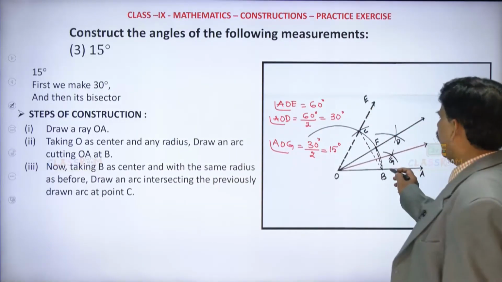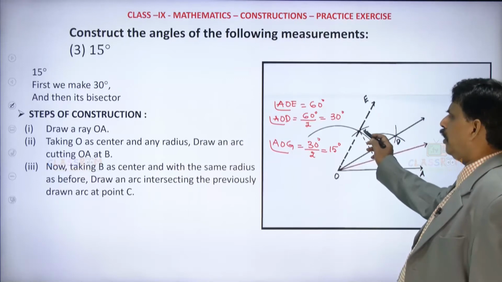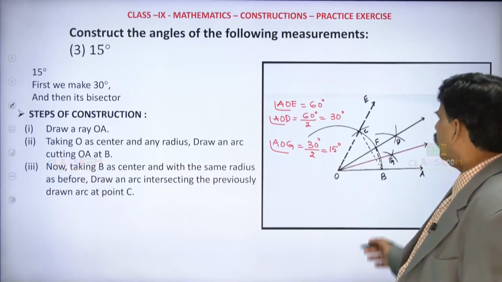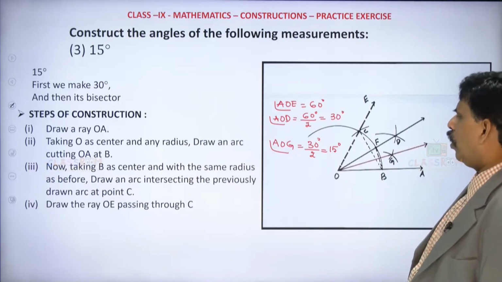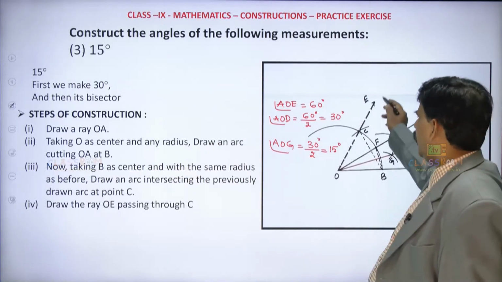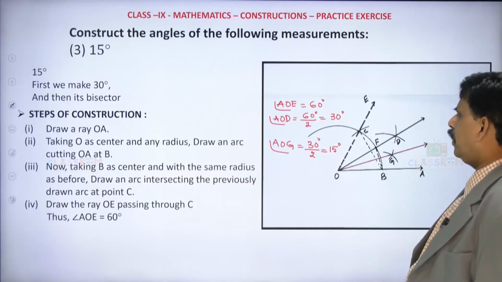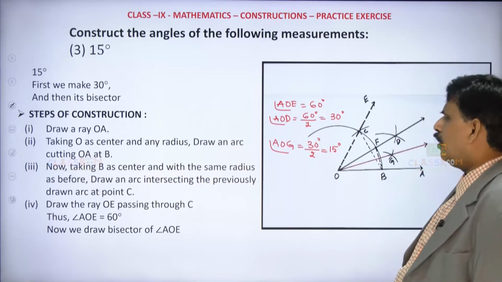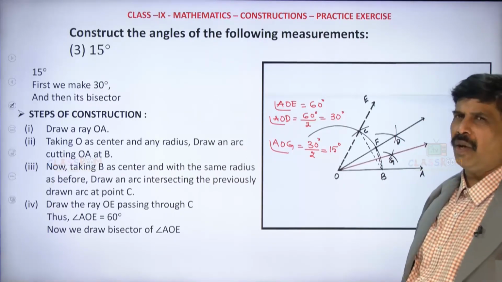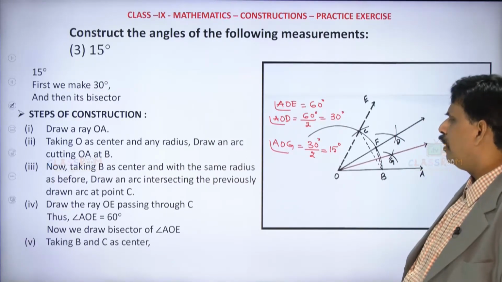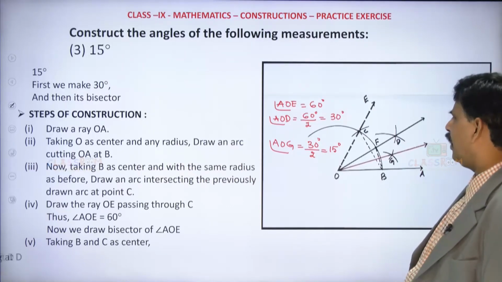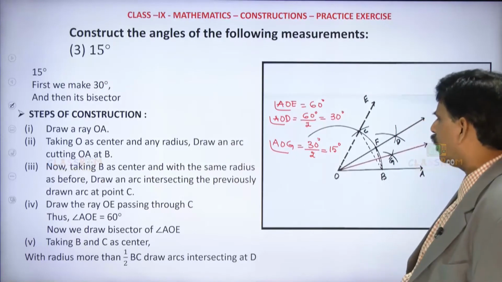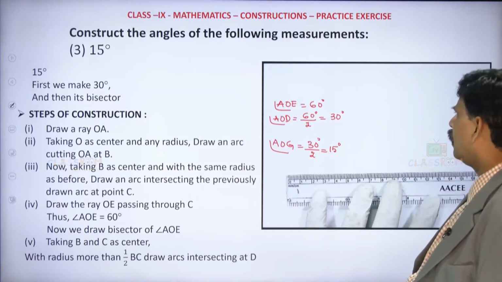So we'll continue the steps of construction from here. So after taking B as center with the same radius, before we draw an arc cutting that point at C. So now draw the ray OE passing through C here. After that, angle AOE is 60 degrees. So now we draw the bisector of angle AOE. So taking B and C as centers, with the radius more than half BC, draw arcs intersecting at D. That's clear.